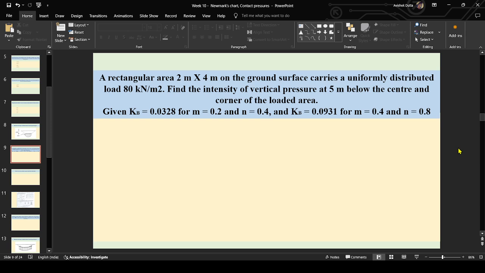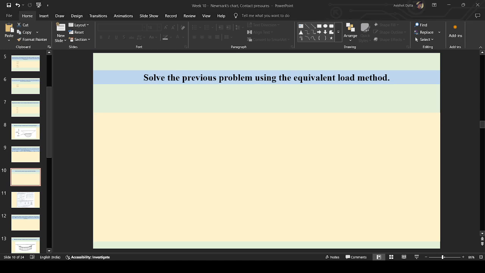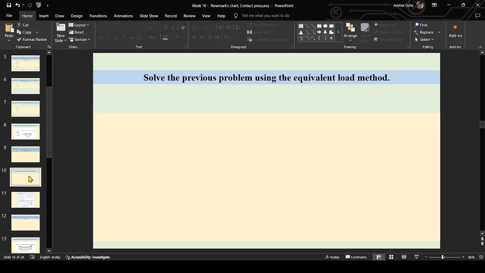Okay. I hope the question was clear. I'll go to the next question, which is an extension of the previous one. The previous question which I have given, solve the same question using the equivalent load method.